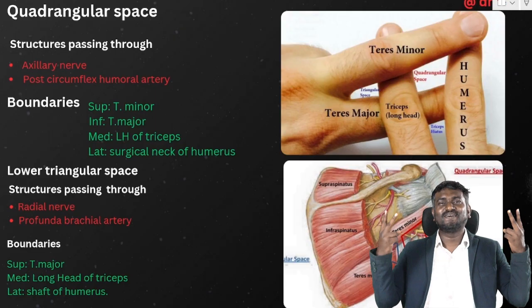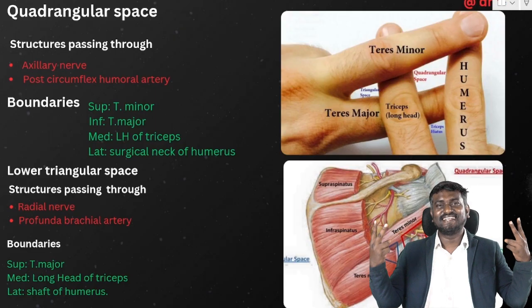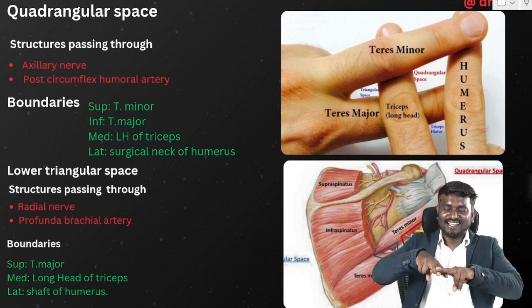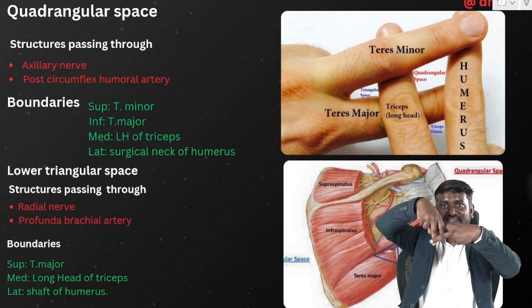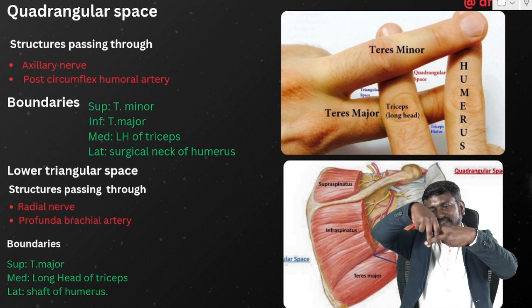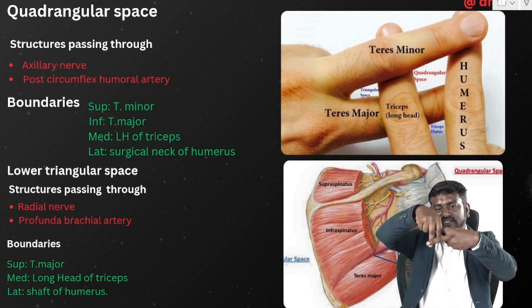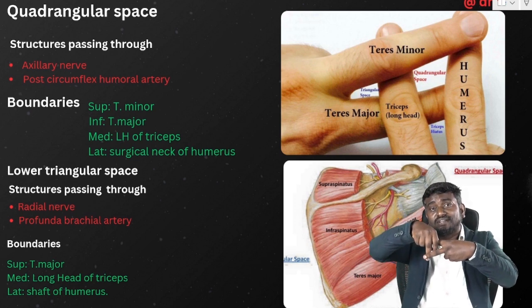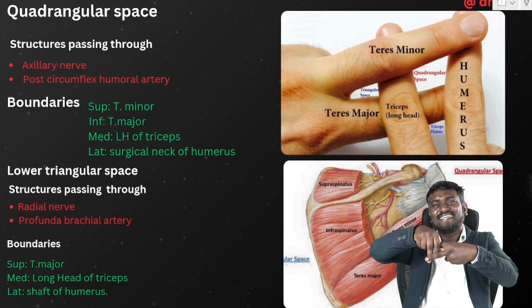Quadrangular space. You're going to put your hands like this. Very good. And then you're going to merge them together and put it like this. Here you can see 2 spaces. I hope you can see it. One is square in shape and another one is triangular in shape. The square one is called the quadrangular space, and this one is called the triangular space.